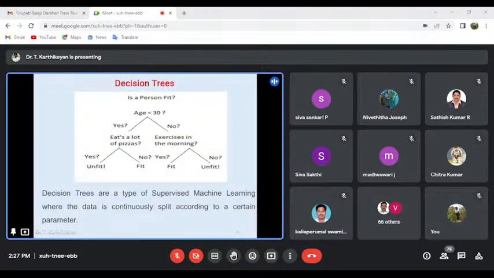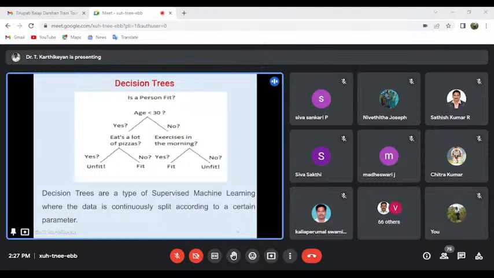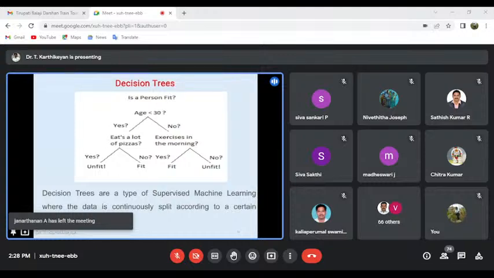See, now you are seeing the decision trees. This is also one of the algorithms coming under supervised learning. Decision trees are a type of supervised machine learning where the data is continuously split according to a certain parameter. We would write a code to classify your input data based on the flowchart. The flowchart is self-explanatory. You can understand by seeing this flowchart what is the process behind this.